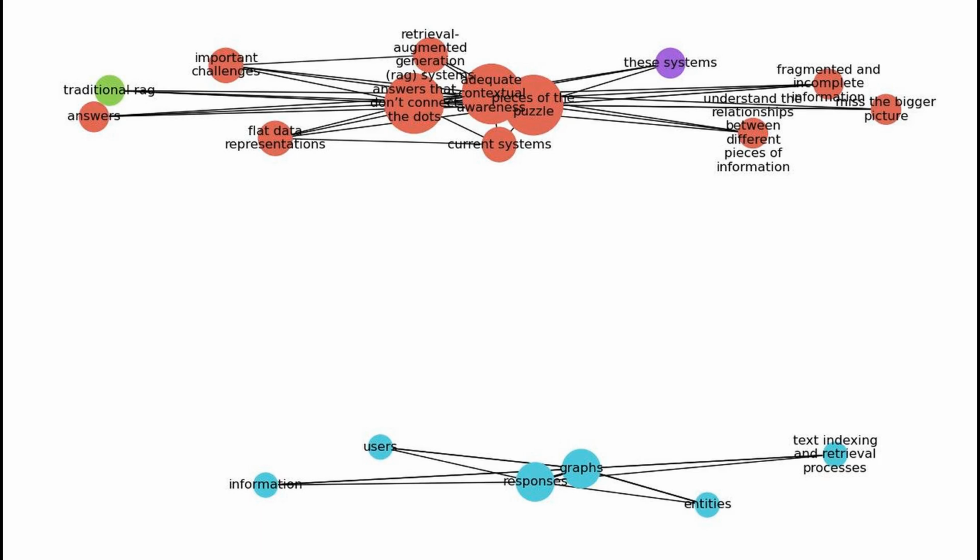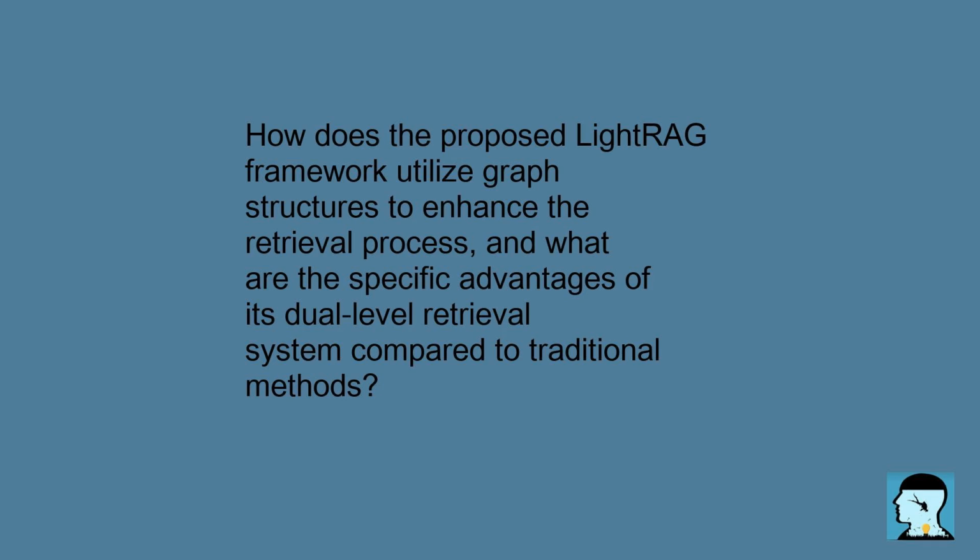How does the proposed LightRAG framework utilize graph structures to enhance the retrieval process? And what are the specific advantages of its dual-level retrieval system compared to traditional methods?